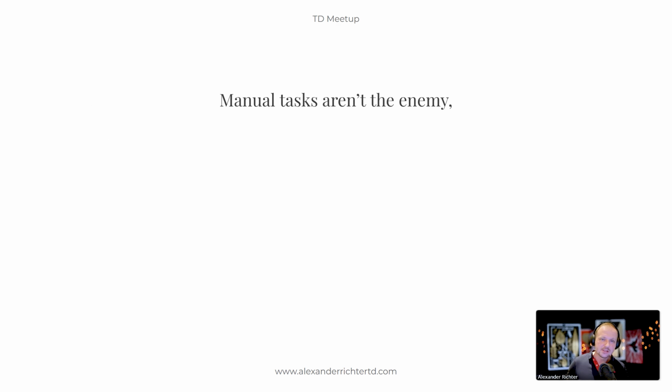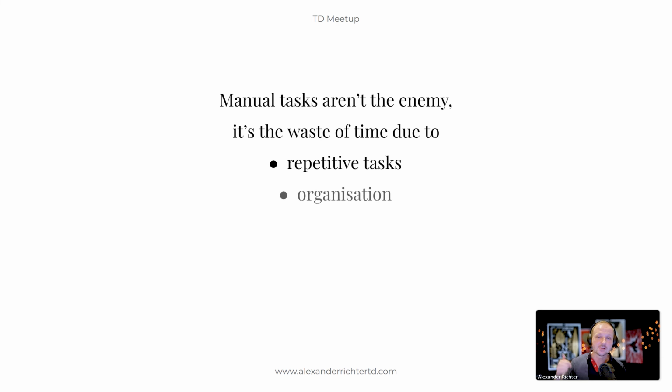What I say is manual tasks aren't the enemy. It's the waste of time due to repetitive tasks, organization, complexity, mistakes, and so on. It's not about we need to automate everything or integrate everything. We need to figure out what is wasting us time. Because just because we do something manually, it doesn't mean it wastes time. Because writing code can take longer than doing something manually. It depends on the cost efficiency of everything.